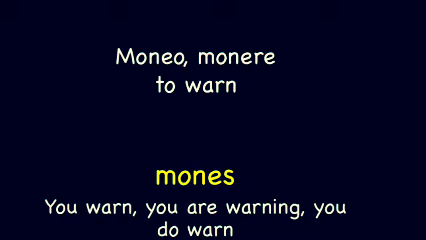The next verb is moneo, monere, which means to warn. Notice that in the conjugated verb form mones, the verb ends with the letter S. S represents the subject you and tells me that the verb is in the present tense. Therefore, when I translate the verb into English, I must say you warn, or you are warning, or even you do warn.